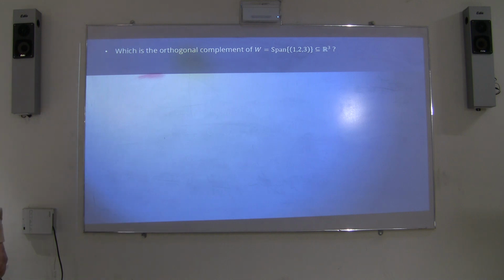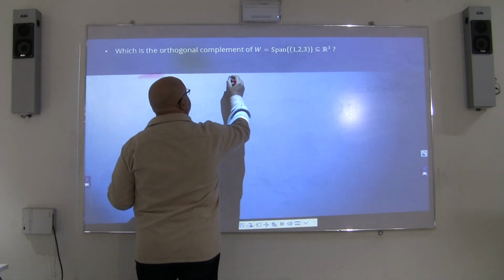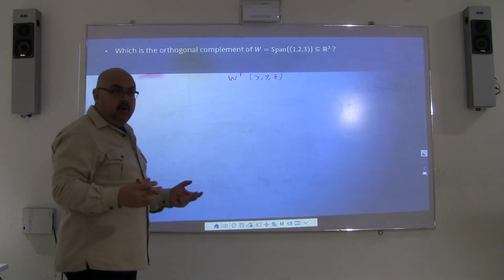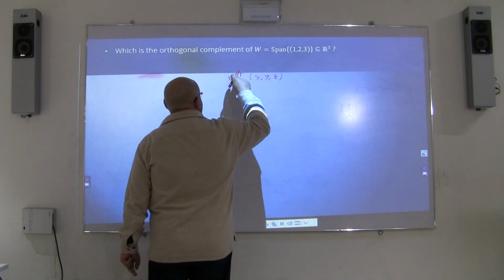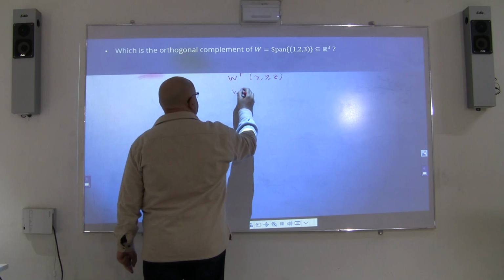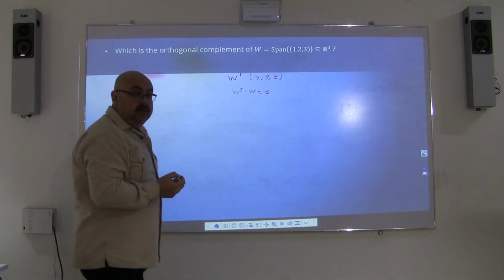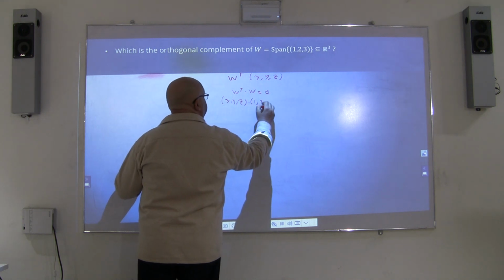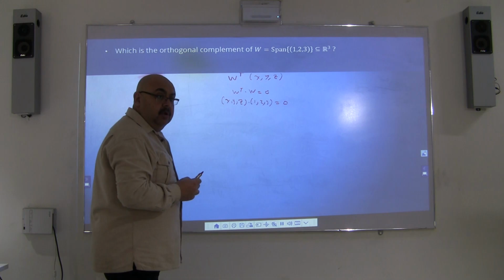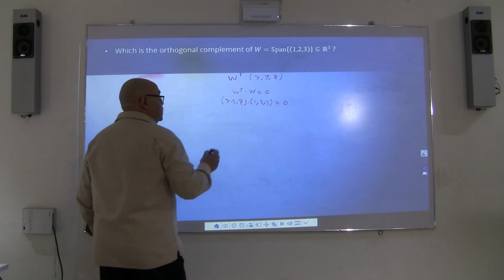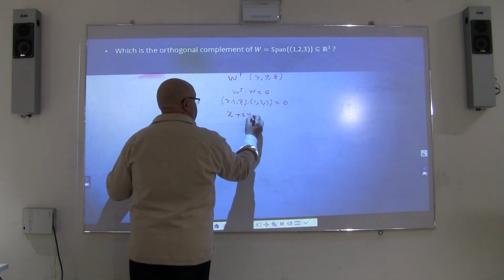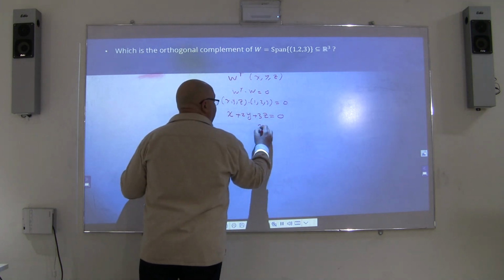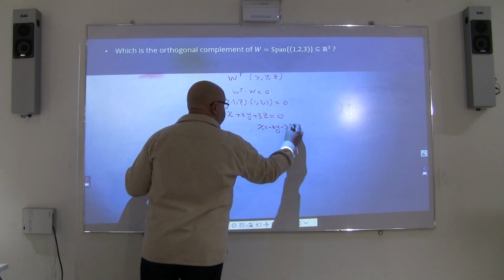So I can say simply that the vector that I need, which is in the orthogonal complement of W, is X, Y, and Z. Okay, those are the coordinates. Since the orthogonal complement is orthogonal to W, W transpose dot W should equal 0. Am I right? So X, Y, Z dot 1, 2, 3 should equal 0. You know the inner product: that's 1 times X plus 2 times Y plus 3 times Z, all equal to 0. Which means X is equal to negative 2Y minus 3Z.